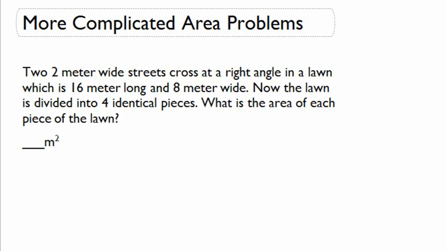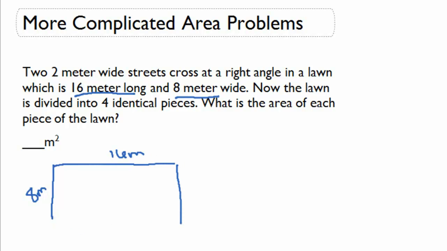The first thing we're going to want to do here is draw a diagram. It's going to be a lot easier to understand this problem when we can see what's really going on. So I'm going to start off by saying that the entire lawn was 16 meters long by 8 meters wide. I'm just going to draw a rectangle here, 8 meters by 16 meters, and that's going to be our whole lawn.